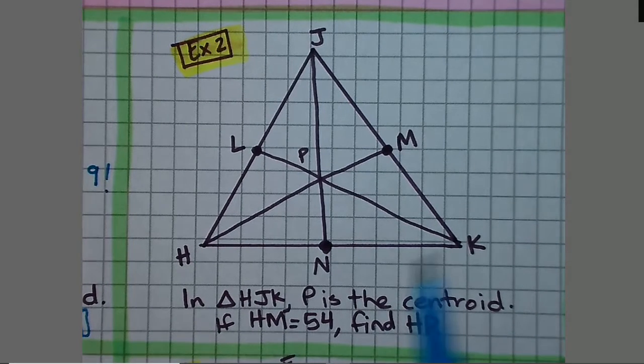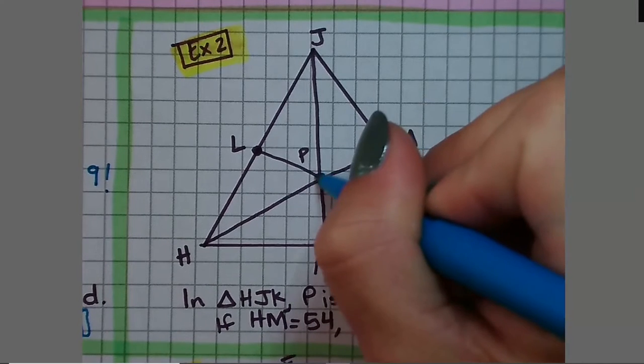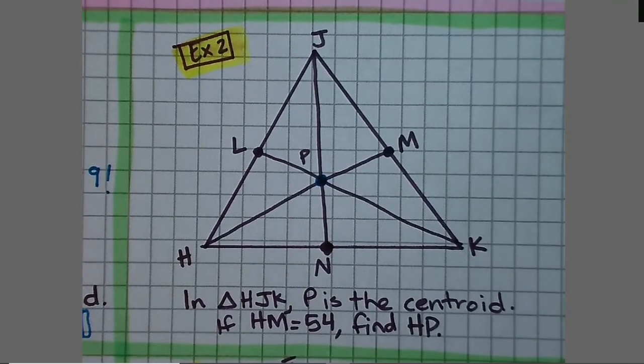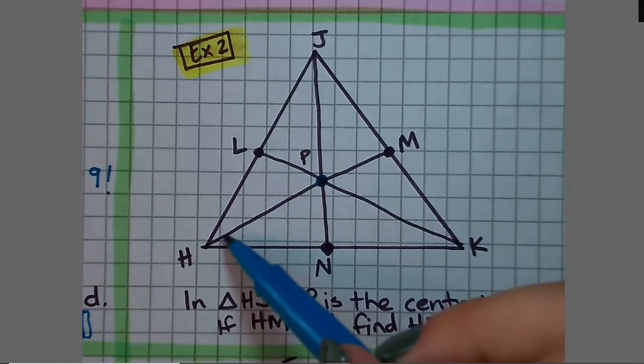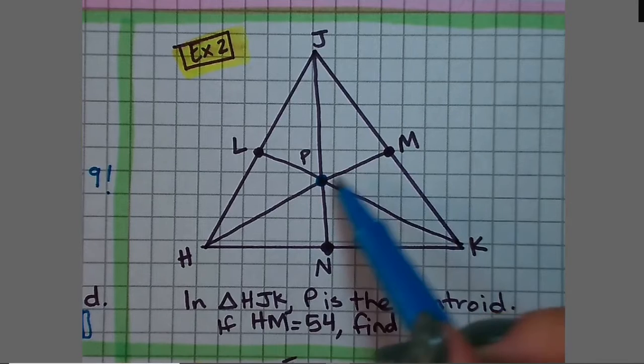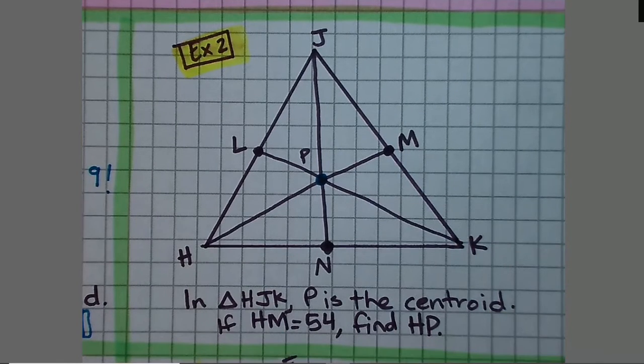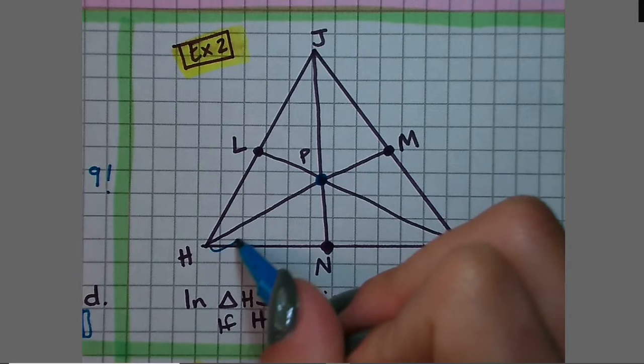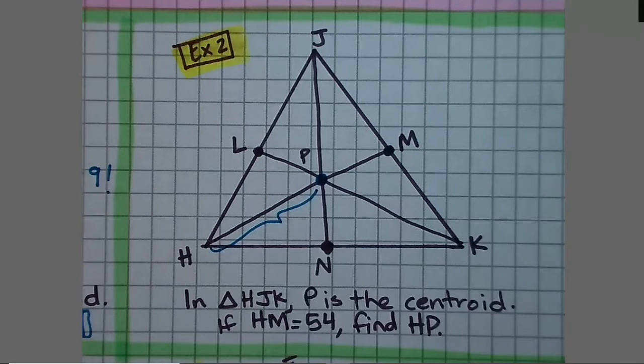All right, in triangle HJK, P is the centroid, so this is your centroid here. If HM equals 54, then find HP. So HM, that's when we're looking at this entire median here. So this whole thing is equal to 54, and we're only trying to find this portion right here.